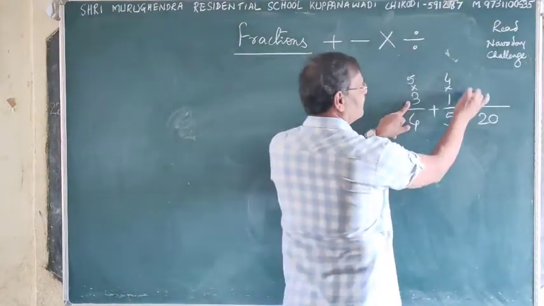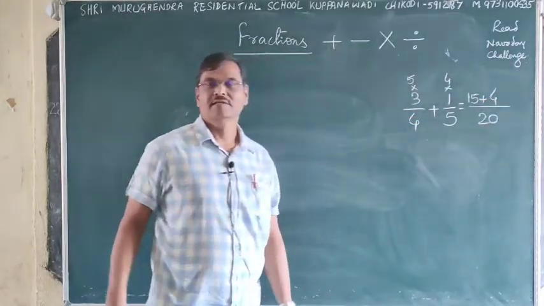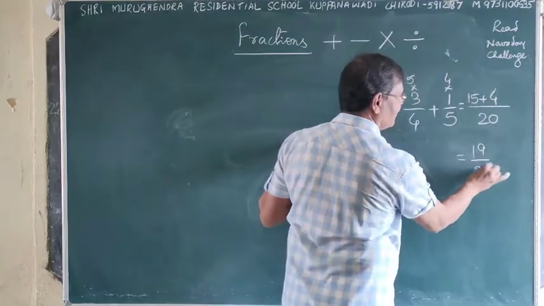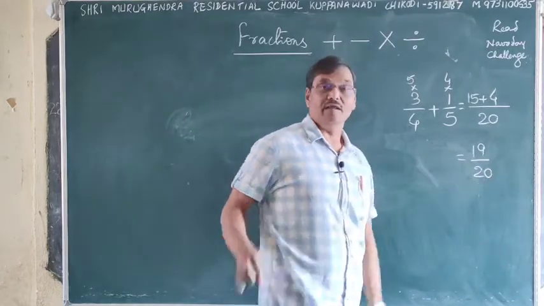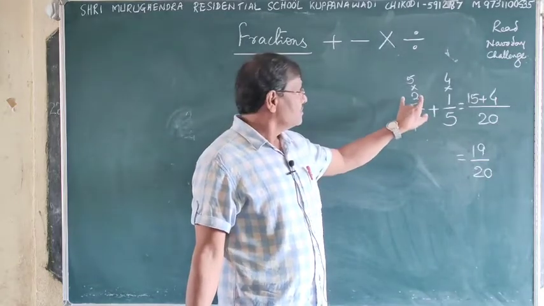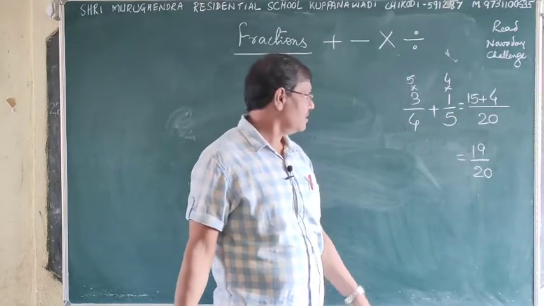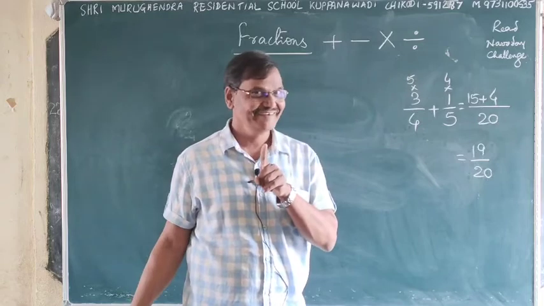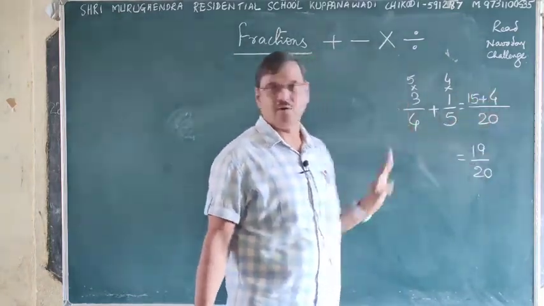Then 5 3s are 15 plus 4 1s are 4. What amount is it then? It is 19 by 20. 15 plus 4 is 19, so 19 by 20. What it tells is that 3 over 4 plus 1 over 5 is nothing but 19 over 20. Good? So we have to find the LCM and do it like that.